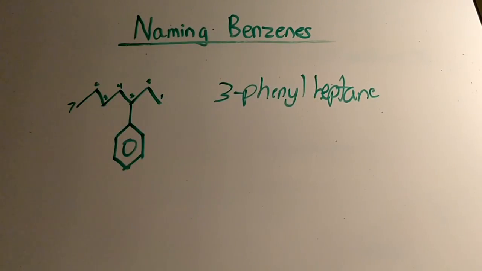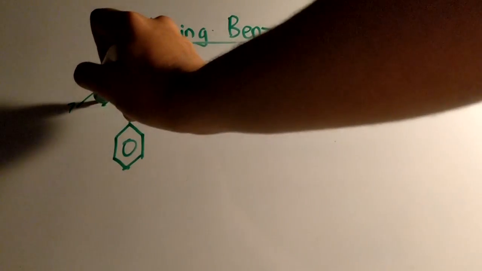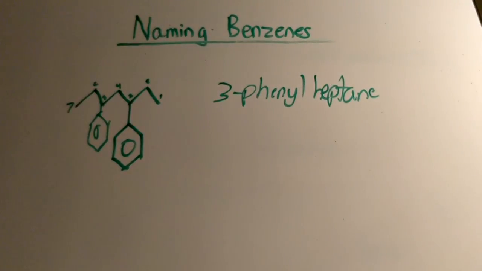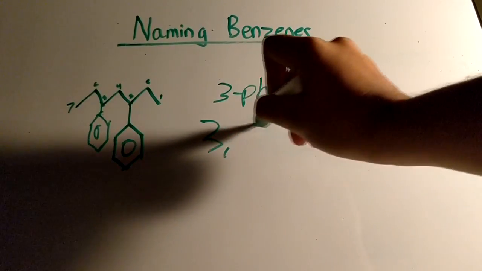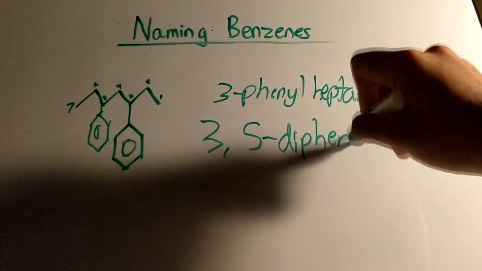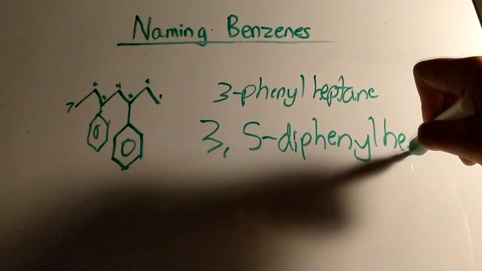If there were multiple benzenes, say for example we had another benzene coming off the 5th carbon, you would write 3,5-diphenyl heptane.